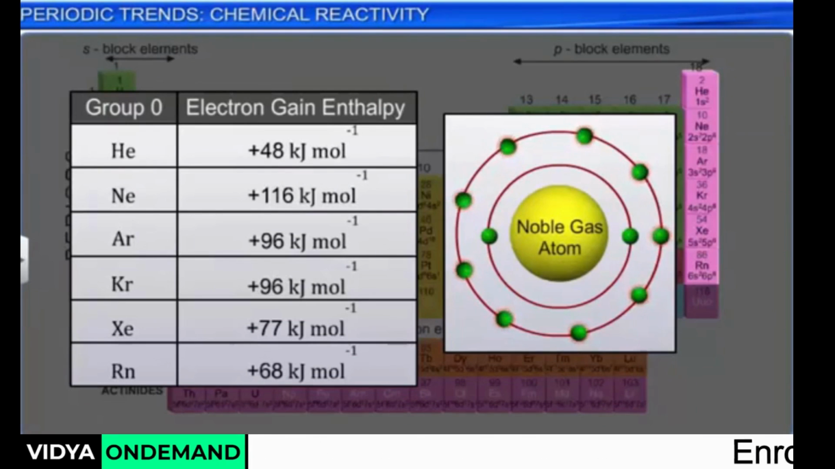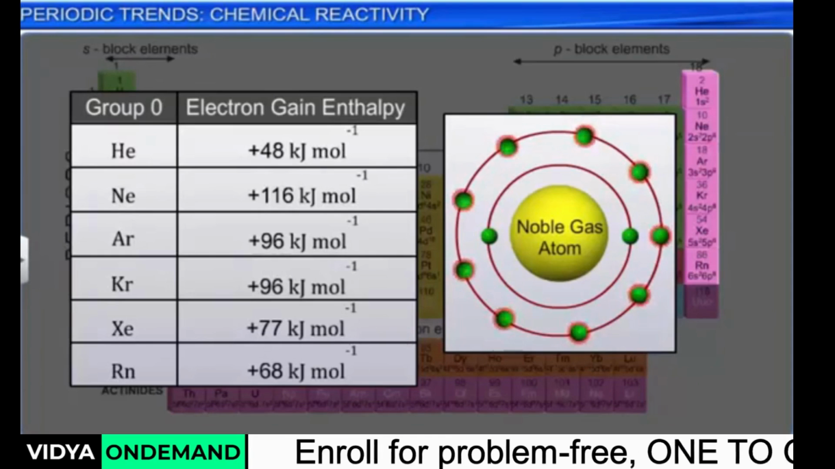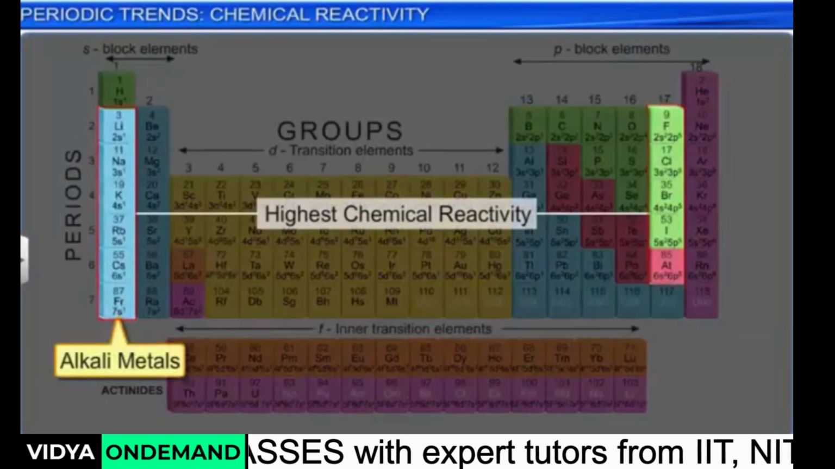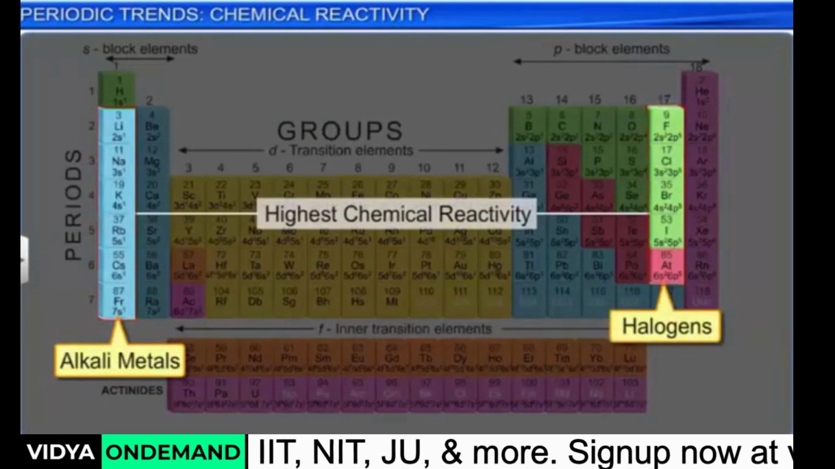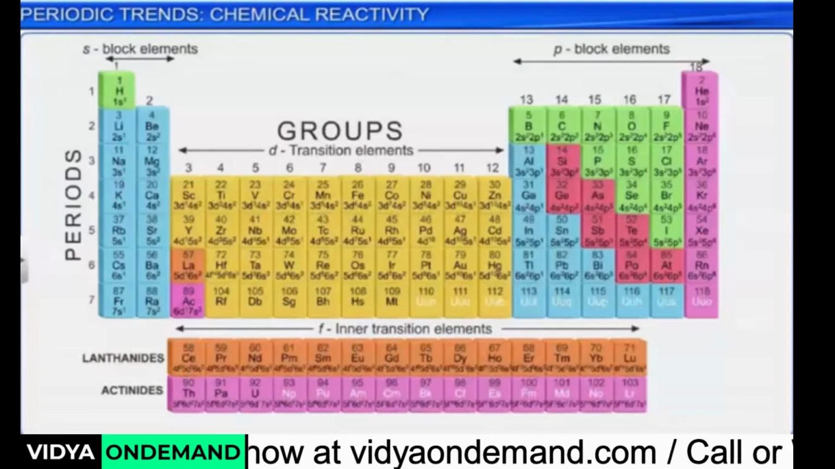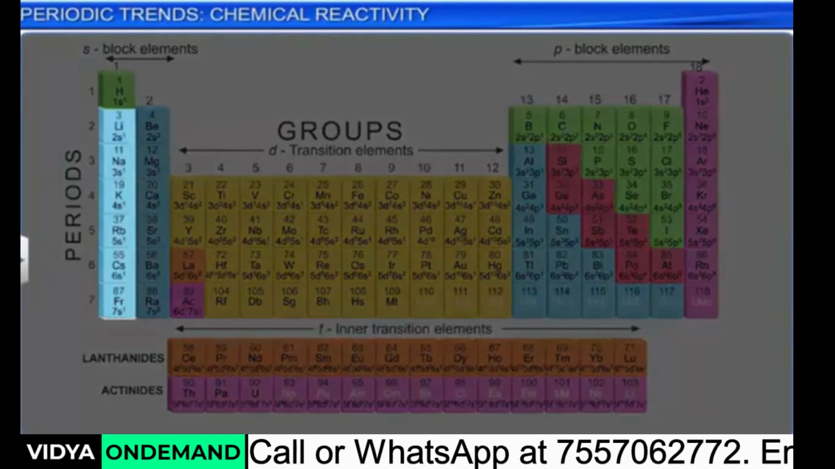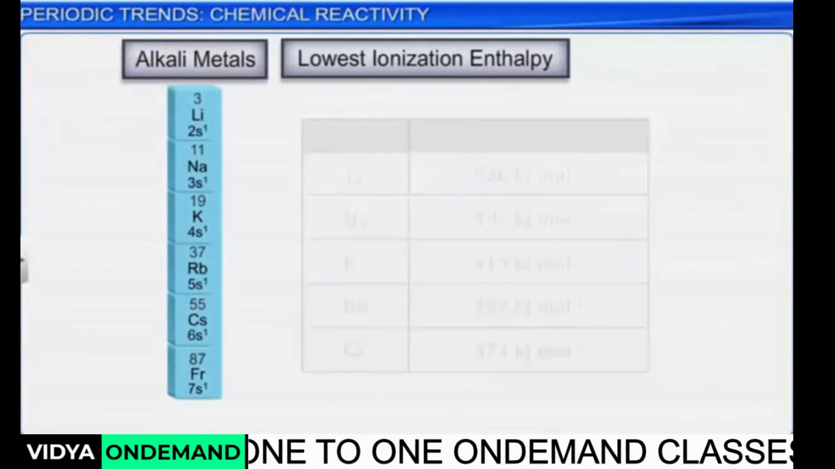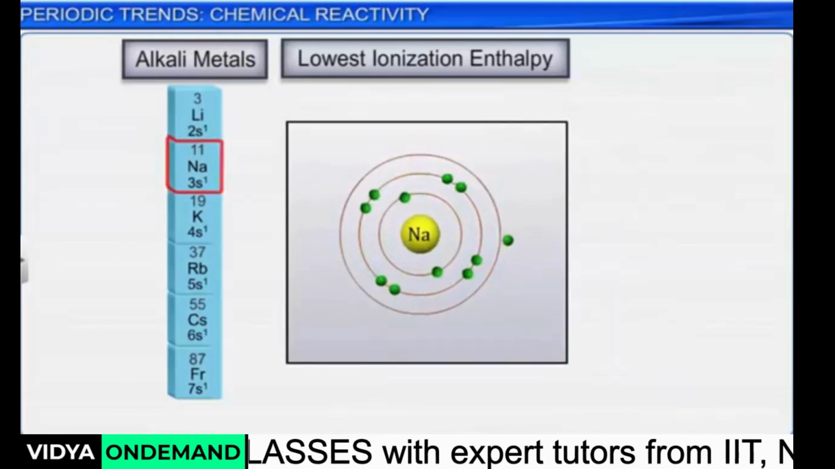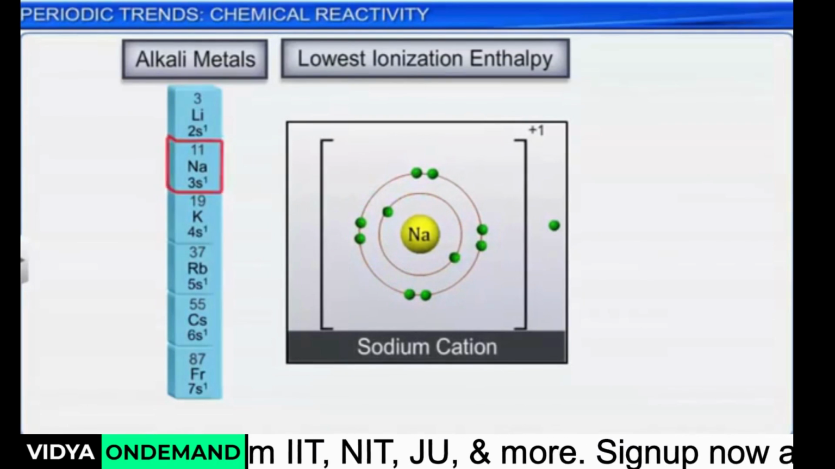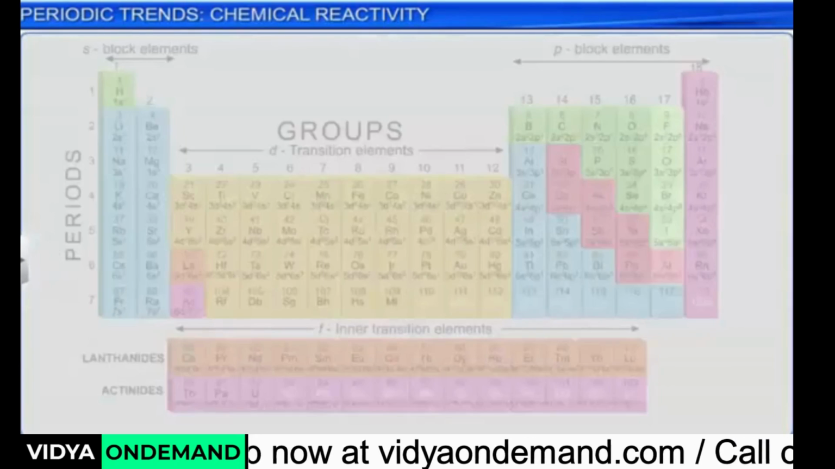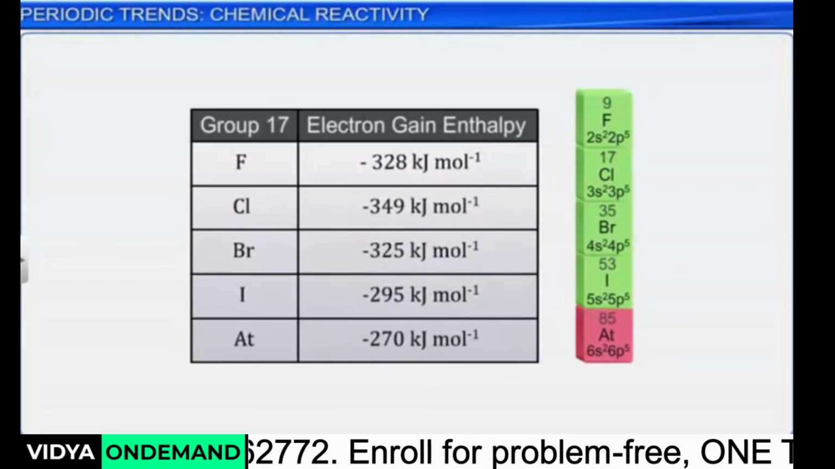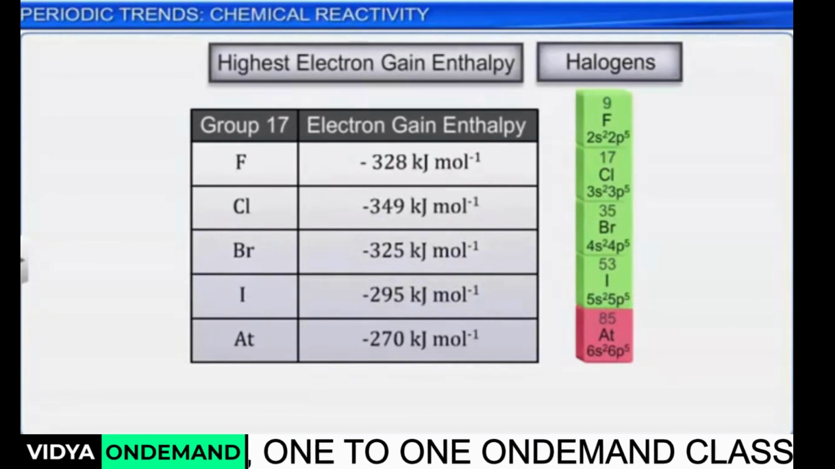Chemical reactivity is the highest for both alkali metals and halogens. The maximum chemical reactivity at the extreme left of a period among the alkali metals is due to the lowest ionization enthalpy, which enables it to lose an electron that leads to the formation of a cation. On the other hand, the maximum chemical reactivity at the extreme right among halogens is due to the highest electron gain enthalpy, which facilitates an atom to gain an electron, leading to the formation of an anion.